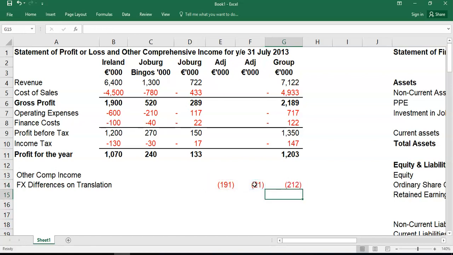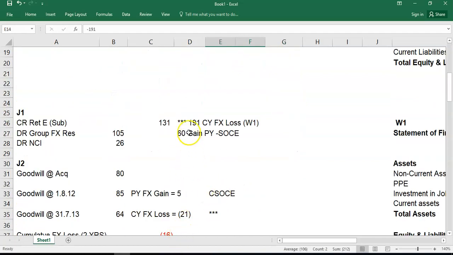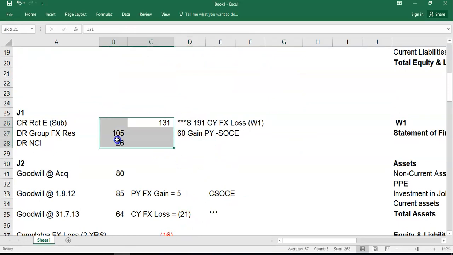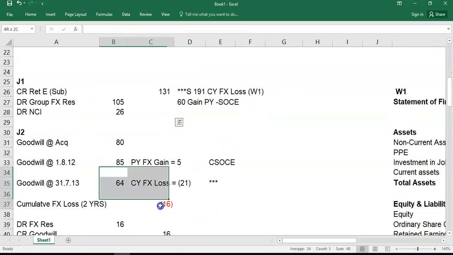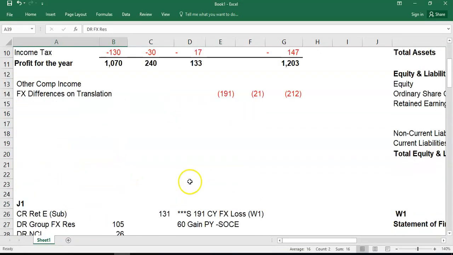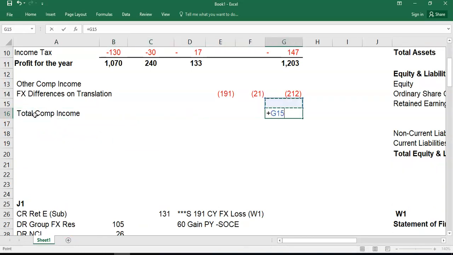So that's important: you put in the right ones and you put them in full. You only split them then down the bottom. So technically this should have a capital S because this is going to be split 80-20. This one will not be split. It's all given to the group. So that's your total comprehensive income for the year: 1203 minus 212, which is 991.